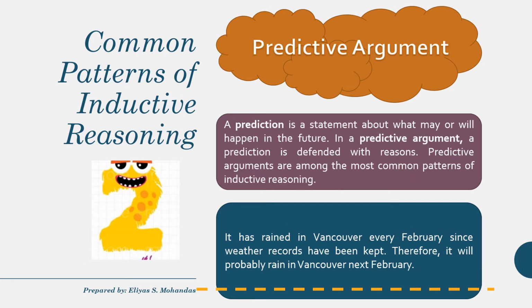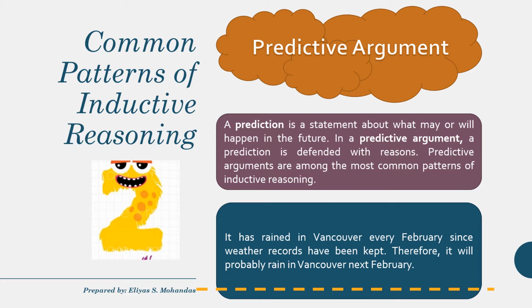Next, predictive argument. Well, you have the word predictive, which comes from the word prediction. So what is basically a prediction? It's a statement about what may or will happen in the future. So when we look at predictive argument, a prediction is defended with reasons. Predictive arguments are among the most common patterns of inductive reasoning. If you have a predictive argument, there is a high chance that predictive argument is inductive argument.